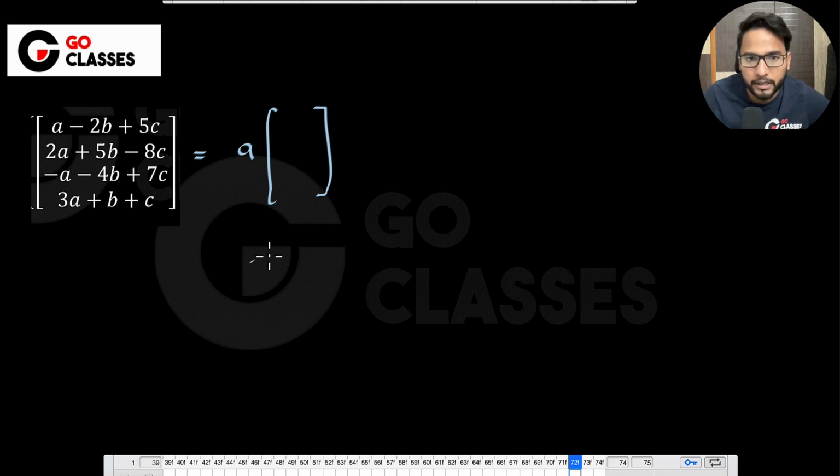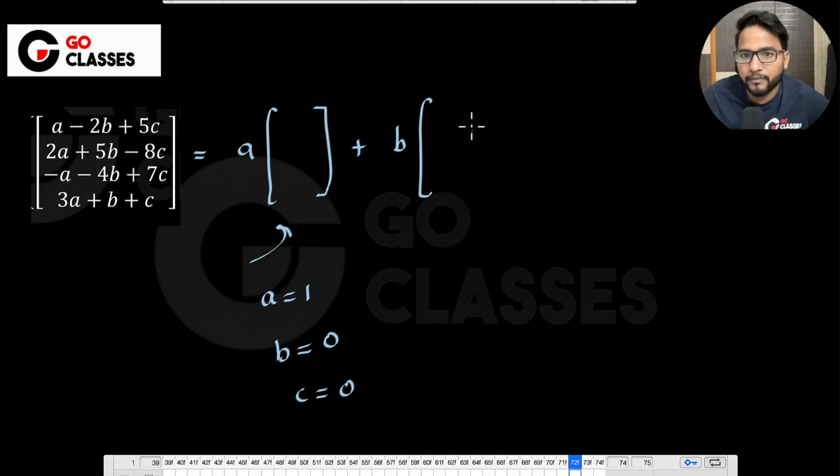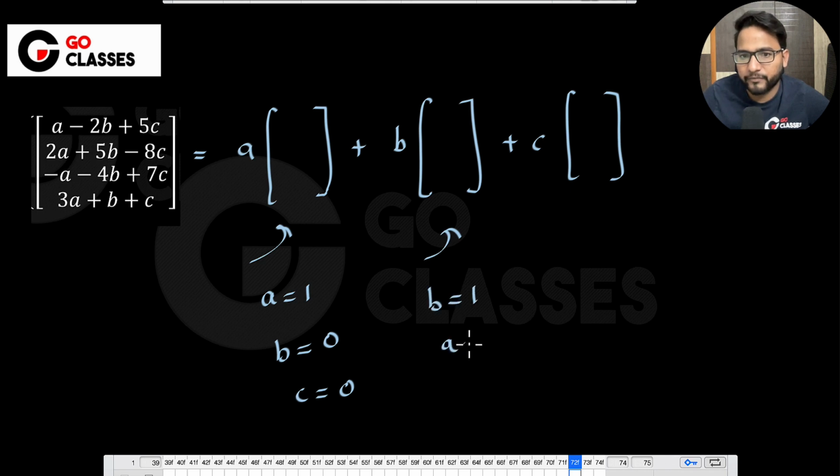Here A will be 1. Let me first tell you, here A will be 1. Everything else will be 0, which means B equal to 0, C equal to 0, right? Here B will be 1 and everything else will be 0. Here C will be 1 and everything else will be 0. This is just a shortcut that we apply, if you remember, we have already covered it in our course. So there C will be 1 and everything else is 0.